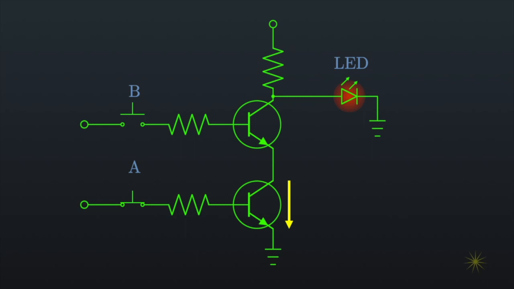As we try pressing our buttons in all possible combinations, notice our LED stays on until both transistors are switched on. That's because when both transistors are turned on, the current can finally flow to ground, allowing the output voltage to drop to 0. This is called a NAND circuit, short for not and, because the LED stays on unless both switch A and switch B are pressed.